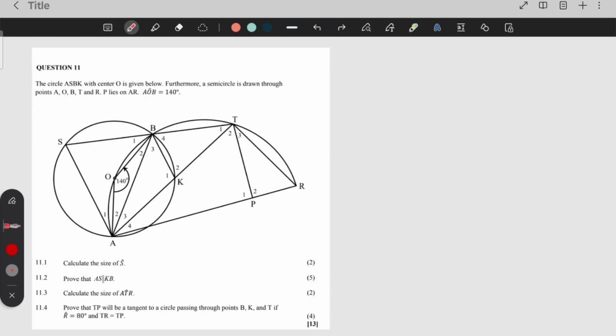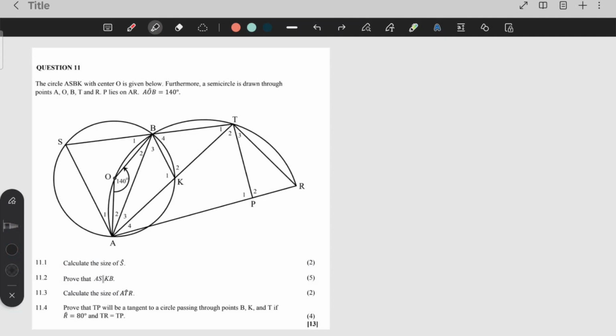And then they say P lies on AR. So P is on the line AR, okay? And angle AOB is 140 degrees. So that angle over there is 140 degrees. Okay, so everything is given. And 11.1 says calculate the size of angle S.